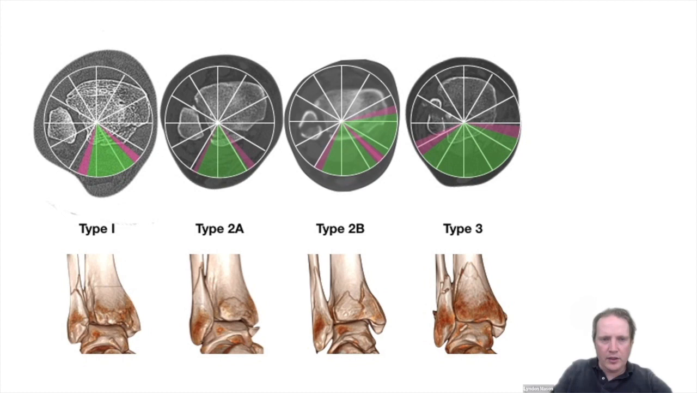This is a clock face approach to identify this. Obviously, ignoring type 1, which is usually modic fixation, type 2A is easier through a posterolateral. Type 2B is usually through either posteromedial or a posterolateral plus a medial posteromedial, and a type 3 straight down the center through the posteromedial incision.